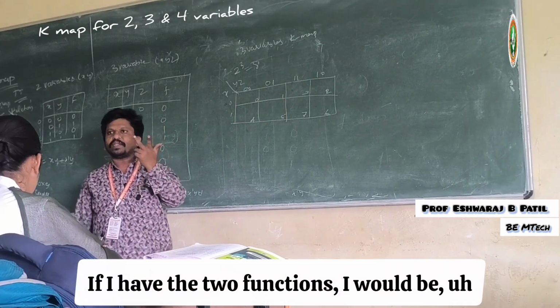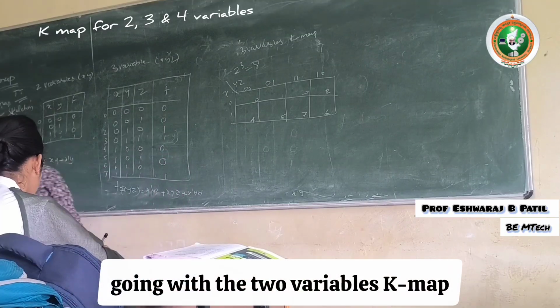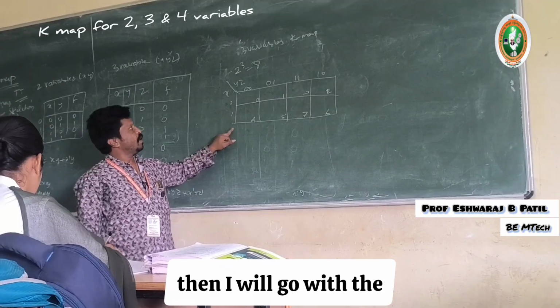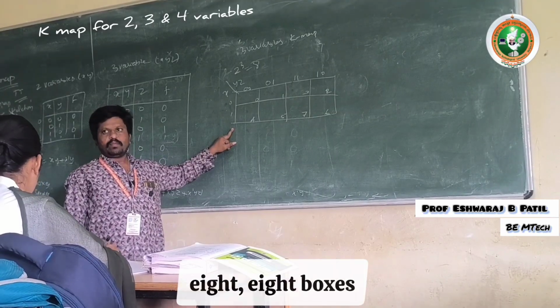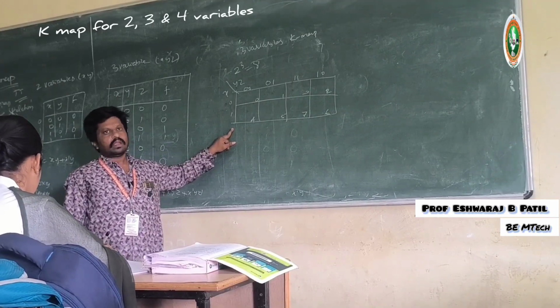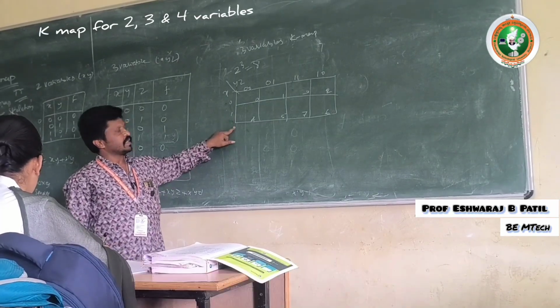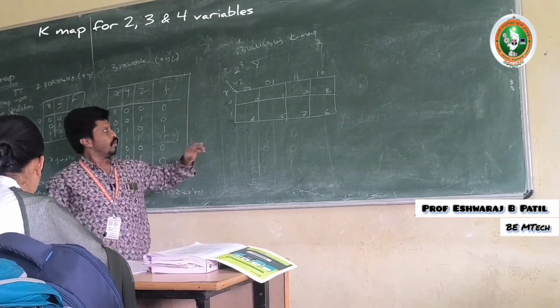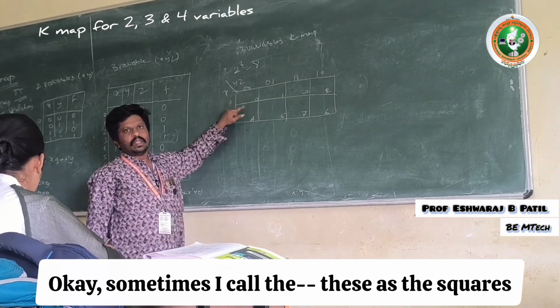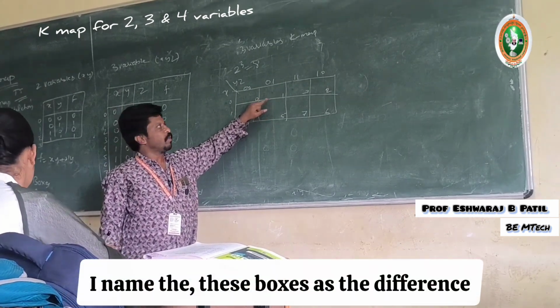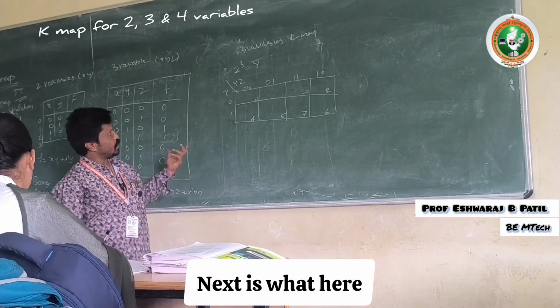If I have 2 variables in the function, I would go with the 2 variable K map. If I have 3 variables in the given function, then I will go with the 8 box K map. Sometimes I will call it the grid, sometimes the map; sometimes I call these squares, or boxes also. Next is the indexing.